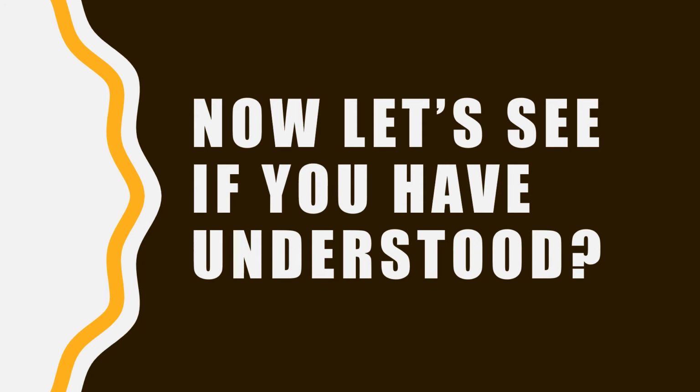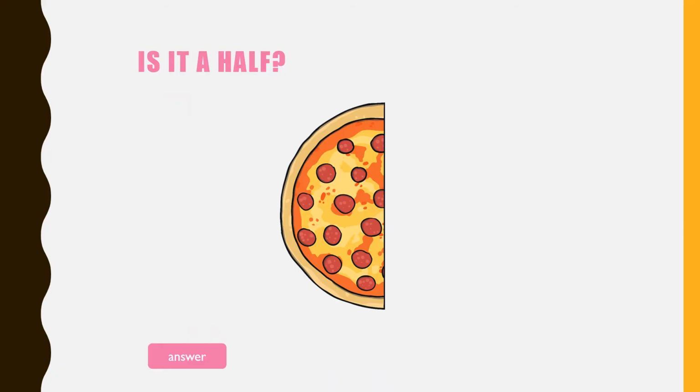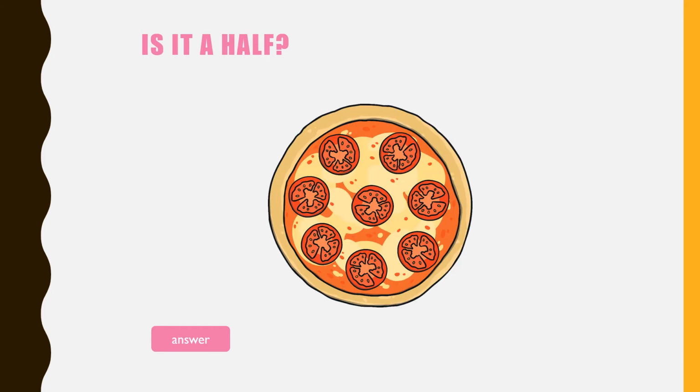Now, let's see if you have understood that information. Is this a half? Have a think about it. Yes or no? Let's check the answer. Yes, it is a half because it has been divided or cut into 2 equal parts. Is this a half? Have a look, have a think. What's your answer? I hope you said no, because this is a whole shape, a whole pizza.